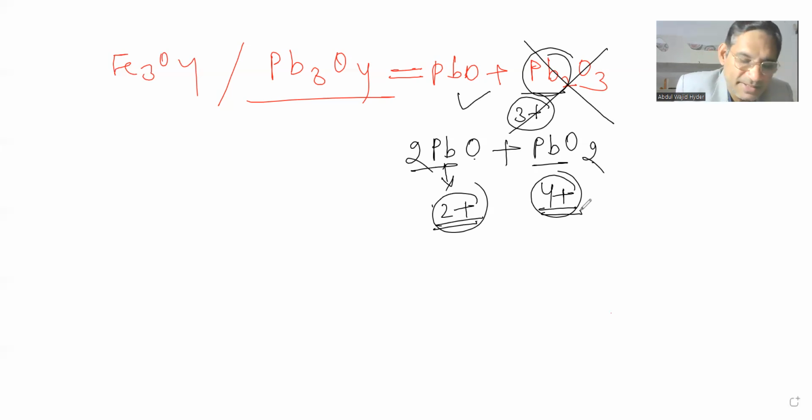And if we calculate this by the average method, then 3x minus 8 again will be 0. So x will be equal to 8/3.